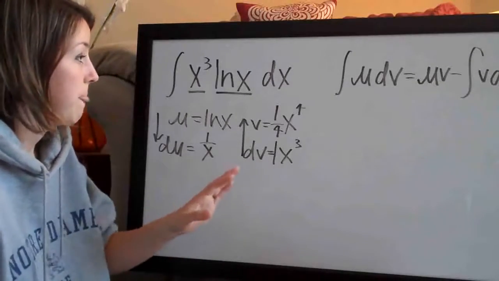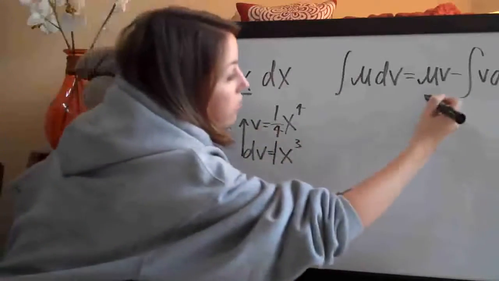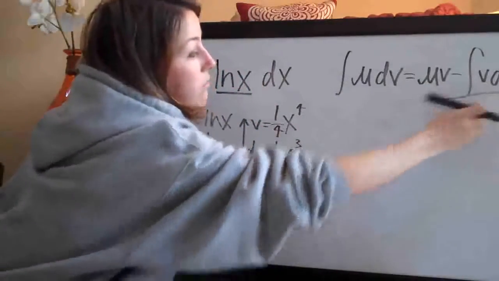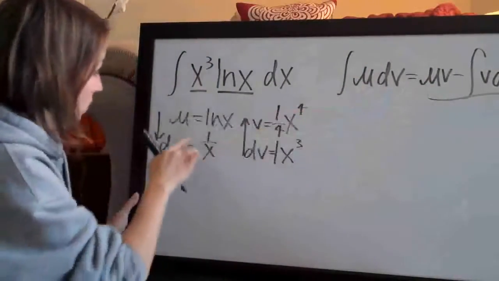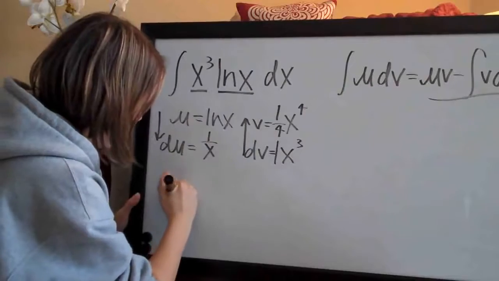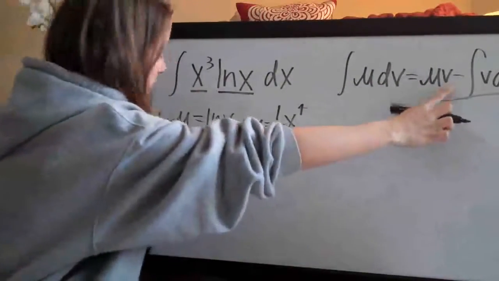That's the first step. The second step, now that we have these 4, is plugging these into this part of the formula here. So let's go ahead and do that. We have u first. So u we said was ln of x. So I'm going to write these in parentheses so it's really clear. So there's u. Then we need v.